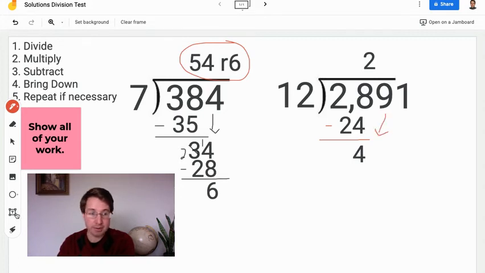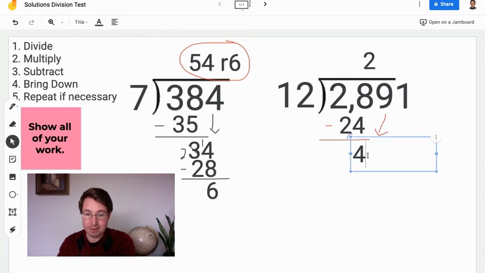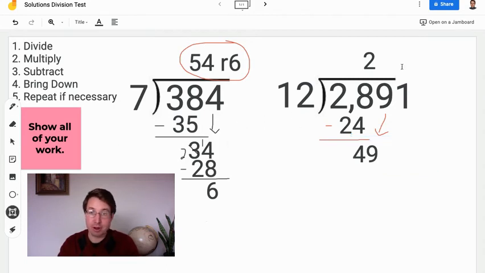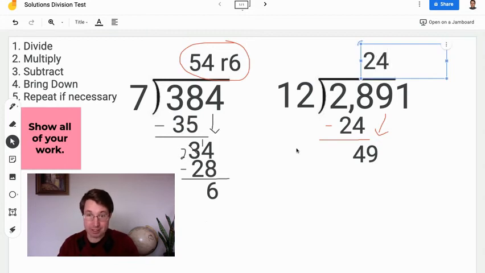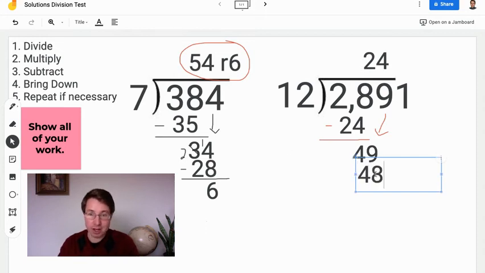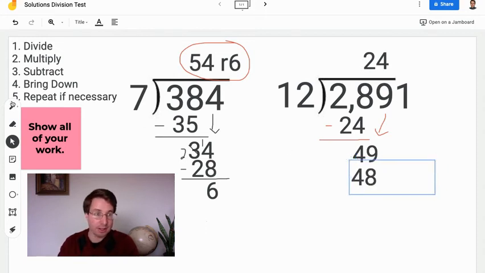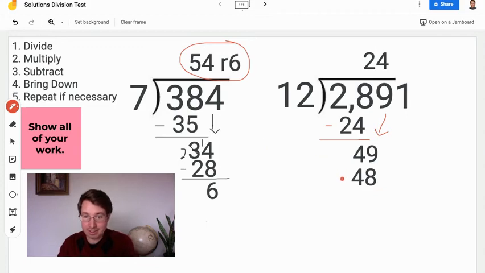Bring the 9 down. And so we have 49. So how many times does 12 go into 49? 12, 24, 36, 48. Okay, that's 4. 12 times 4 is 48, which gets us close to 49 without going over. Let's subtract now to see if there's any left. Yes, there is. So 49 minus 48, 9 minus 8 is 1. 4 minus 4 is 0.